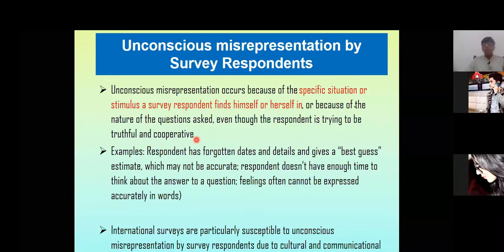For example, if you are asking about the performance of your boss, the behavior of your boss with you, what do you normally answer? Because you want to avoid the negative consequence. For example, if you say that your boss is not cooperative with you, or the performance of your boss is not good. Or sometimes there is a peer evaluation, in which one peer is going to evaluate another peer.